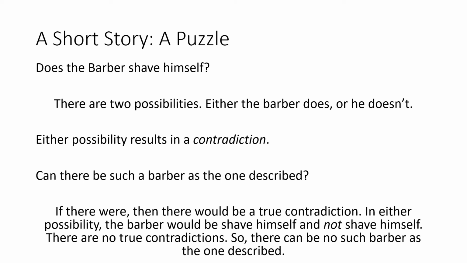So one more time. If there were a barber in a town as the one described, then there would be a true contradiction. In either possibility, the barber would both shave himself and not shave himself. Okay, so if there were such a barber in a town, there'd have to be a true contradiction. But there are no true contradictions. So there can be no such barber as the one described.